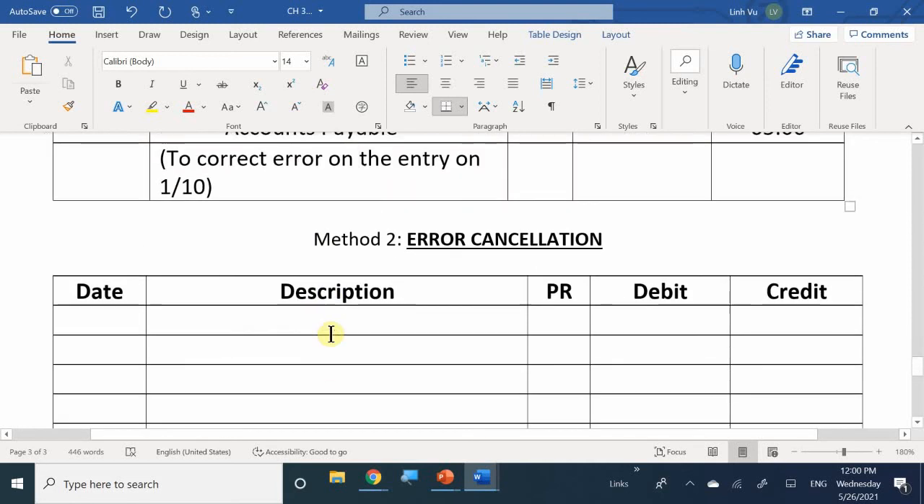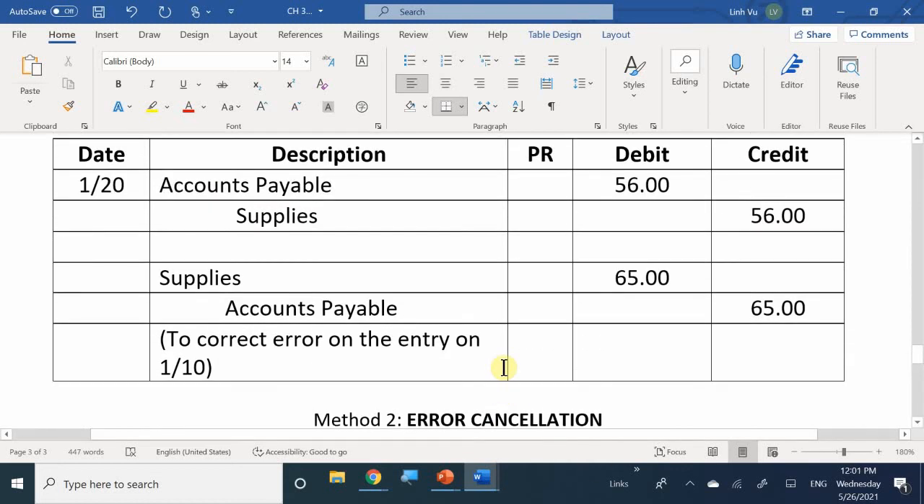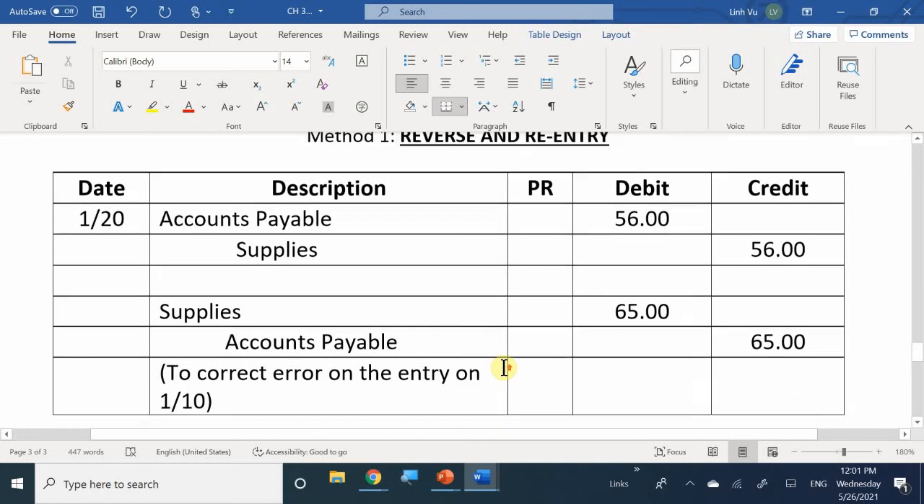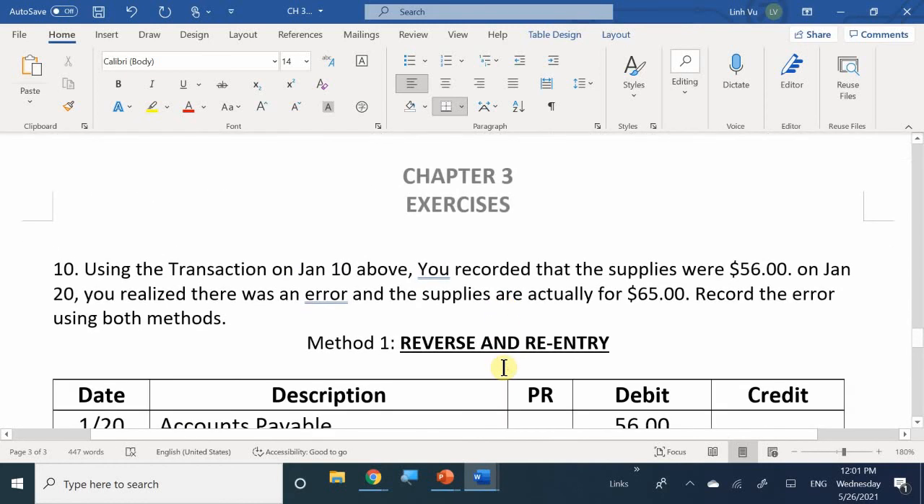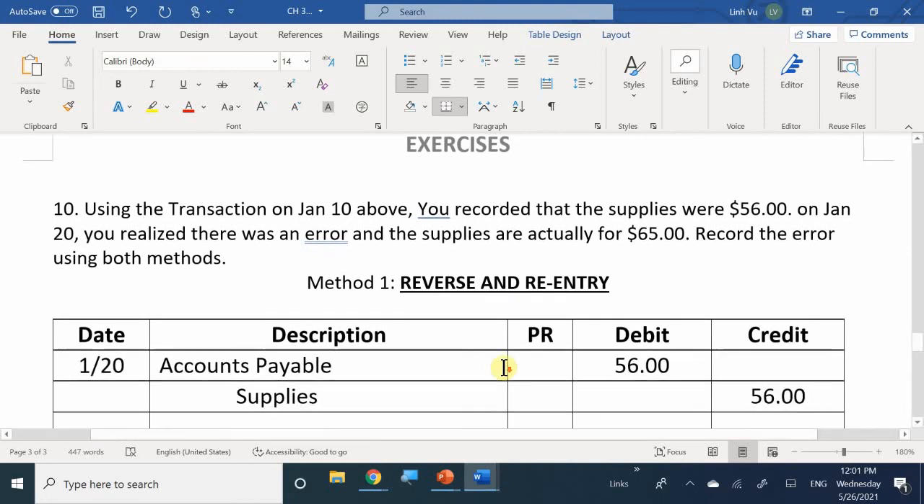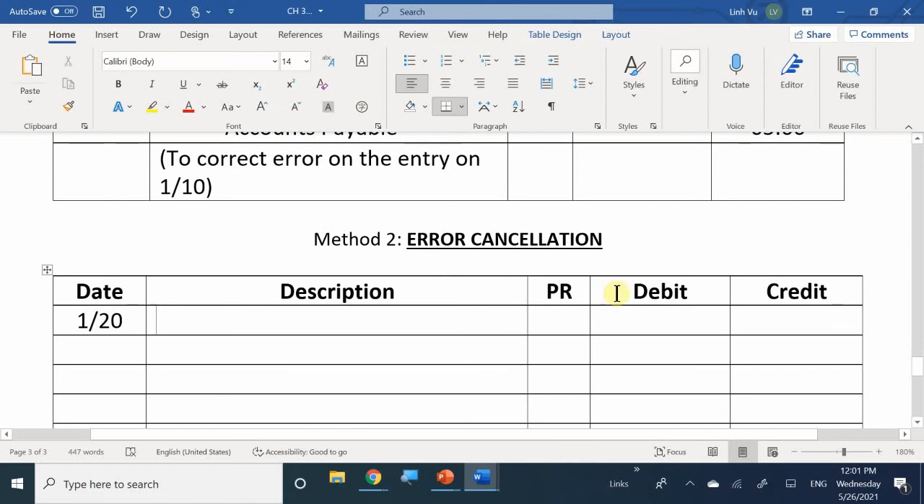Now let's go ahead and do the error cancellation. So if on January 20th we realize that we made a mistake, how are we going to use the error cancellation to fix this journal? Can we do the difference on accounts payable? That's exactly what we're doing. So what's the difference? $9. Okay, so at least we know that much. We know we are missing $9 somewhere.